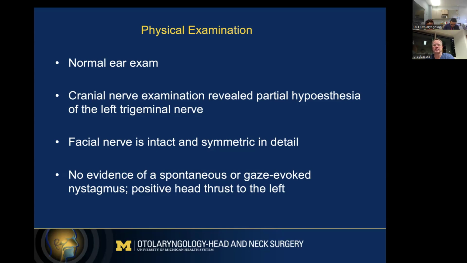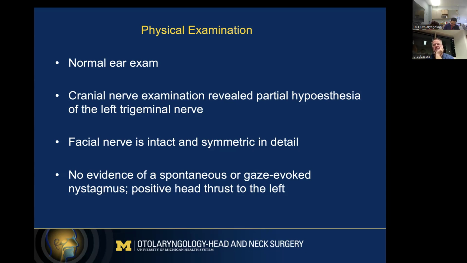So on the physical exam, what are you looking for? You mentioned his normal exam. You asked about otologic history. There's been no real otologic history. I always ask about otorrhea, otalgia, previous ear surgery. So there's none of that. There's a little bit of hypesthesia in the left trigeminal nerve, in the mandibular division, but the facial nerve is intact and symmetric. On the neurotologic exam, the vestibular exam, it's relatively unremarkable. There's no spontaneous or gaze-evoked nystagmus, but he does have a positive head thrust to the left.